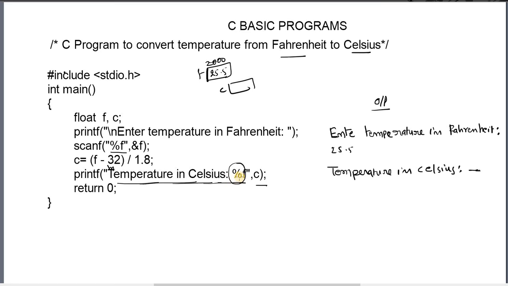After the colon, the C value we will get. Then return 0. The program will be terminated after return 0.